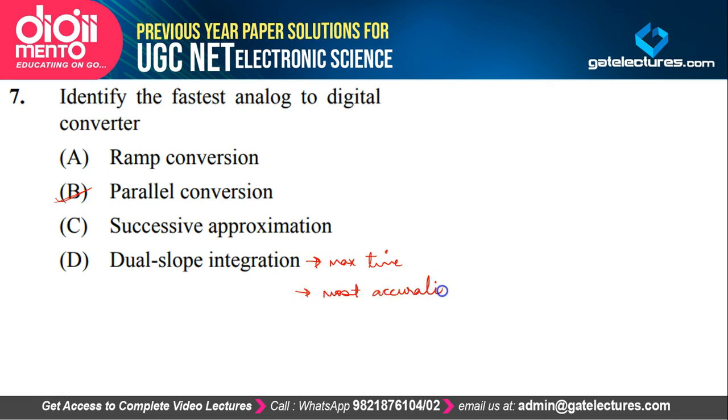So this gives the most accurate result. Ramp conversion is going to take more time than this, less time than dual slope, and more time than parallel conversion. And what happens in successive approximation?